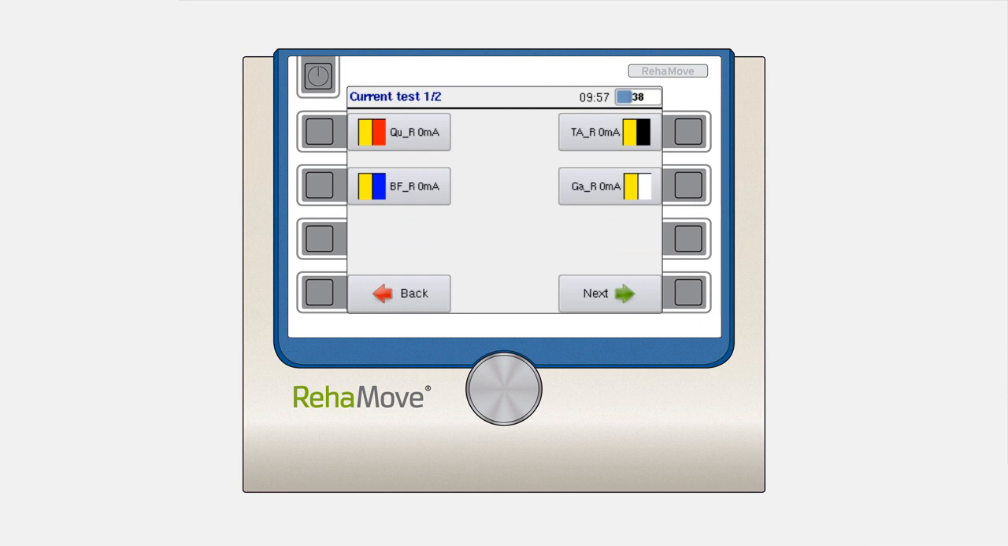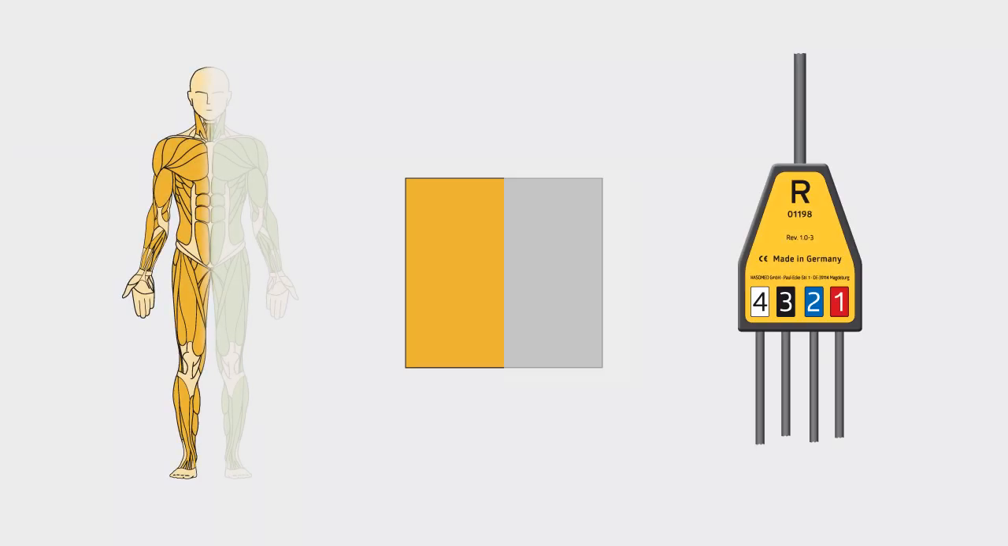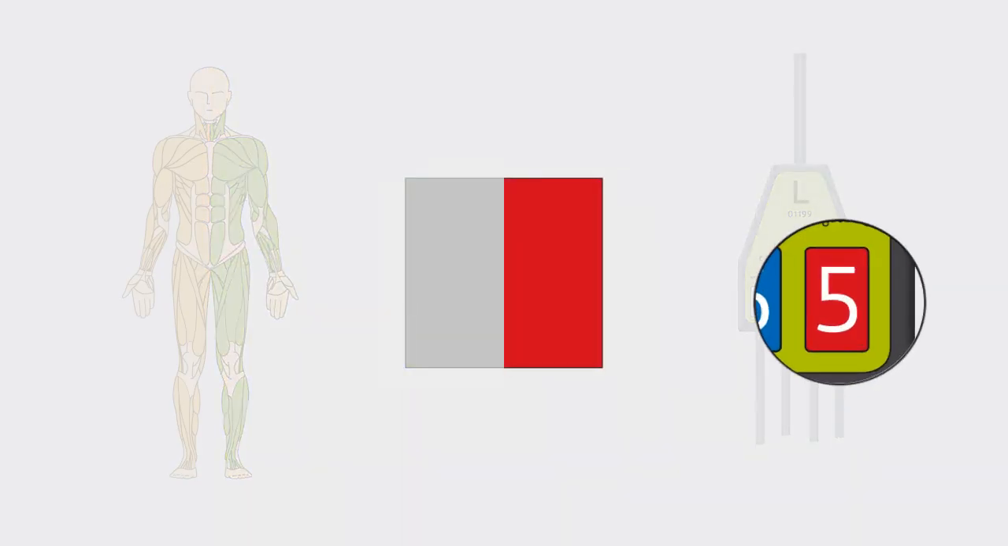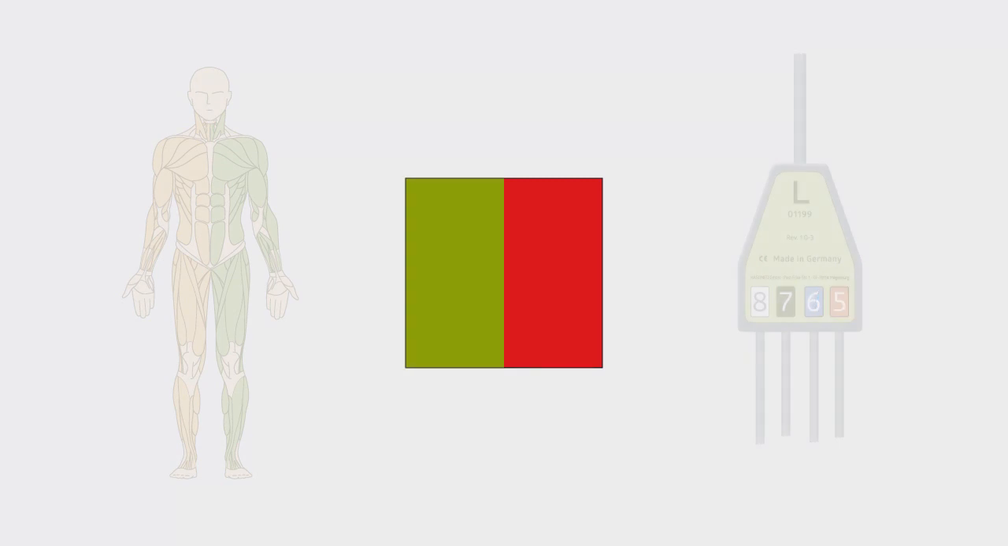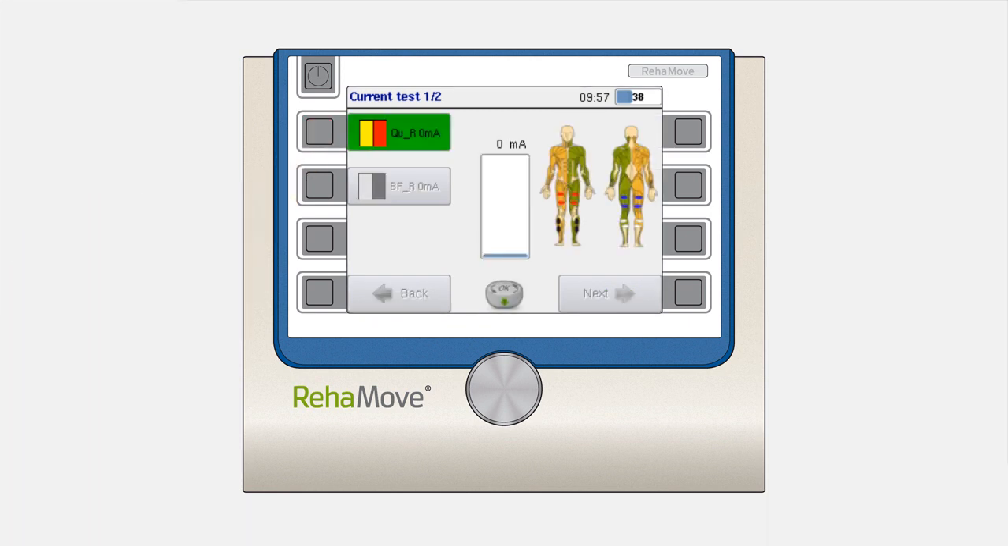Depending on your channel configuration, the next window will show your selected channels and corresponding colour-coded muscles. The first colour stands for the side of the body. Yellow is right and green is left. The other colour stands for the cable connector and thus your selected muscle. Start the current test for each channel by pressing the corresponding button next to the channel. When you have selected the first channel, in this video the quadriceps for the right side, a column appears.